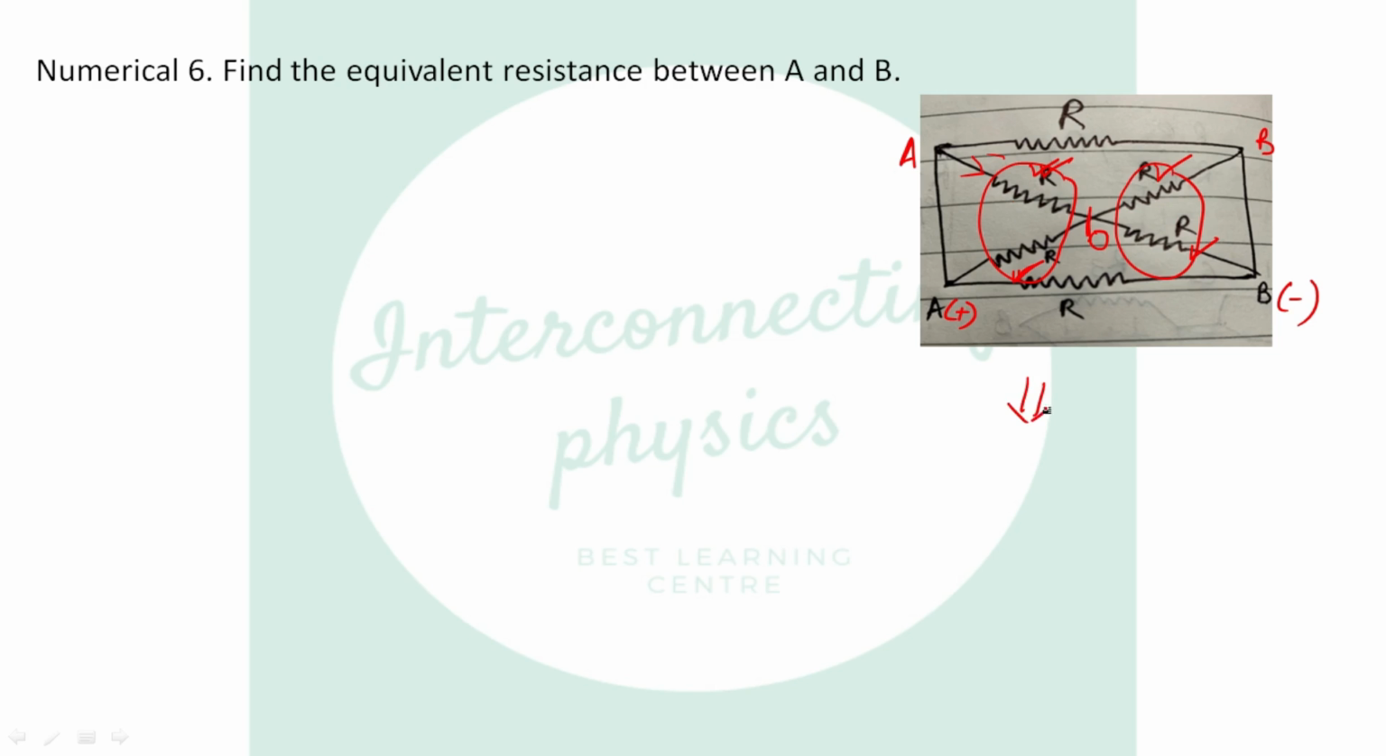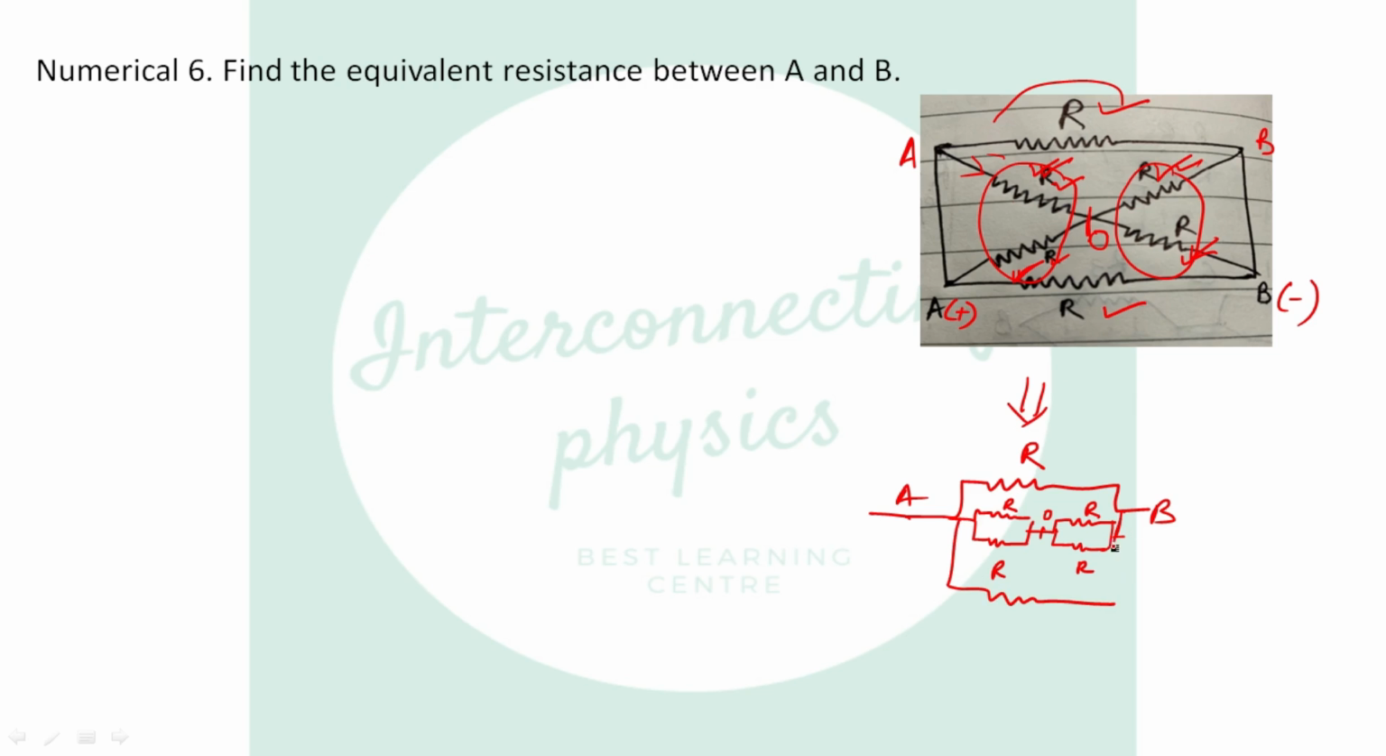Let us draw the equivalent diagram. A and B. From A to B, this R. Now this and this are parallel, so let us draw R, R. Okay. These two are parallel. R, R. And this is point O. Now from A to B, this is R. So these two are parallel, so the answer will be R by 2. And the answer is R by 2. These two are in series, so the answer will be R by 2 plus R by 2, which is R.